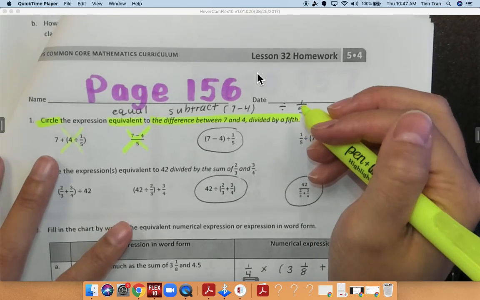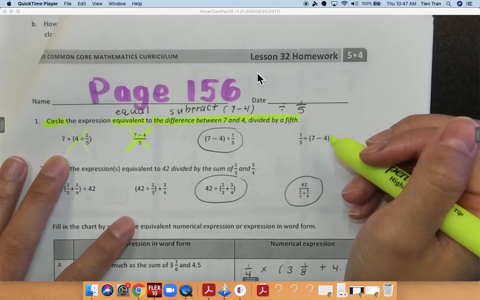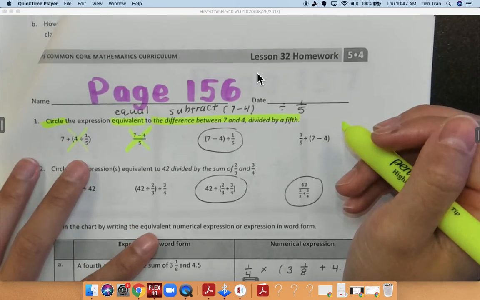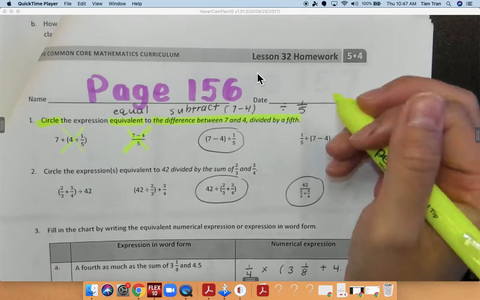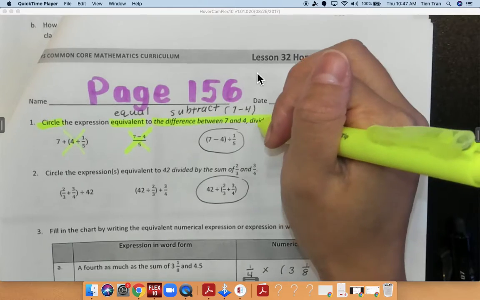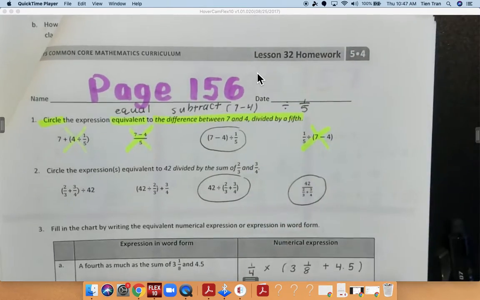The order is important, so please make sure that you're paying attention to that for this one, especially division. Multiplication, not so much. Adding, not so much. Subtraction and division, you need to pay attention to where it is. This divided by a fifth is at the end and not in the front.